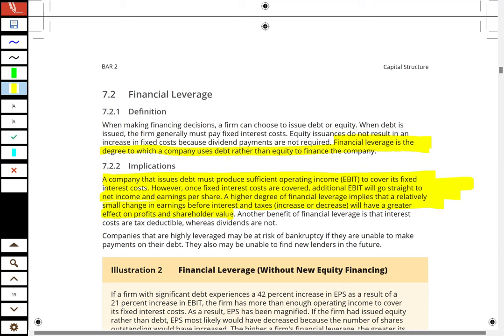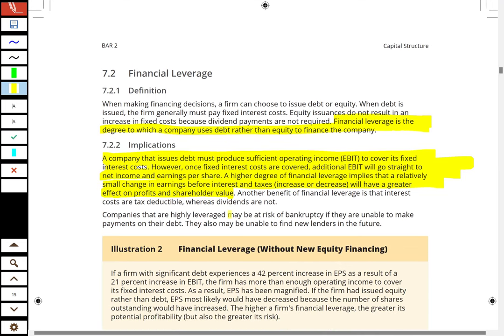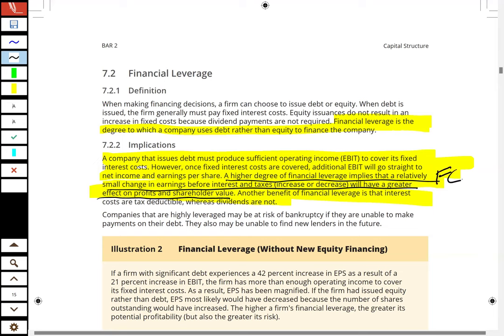Okay. Now, another benefit of financial leverage is that interest costs are tax deductible. Okay. Now, that's all the good news. And so you can go ahead and underscore that implication on profit and shareholder value, flashcard that piece of what I highlighted.